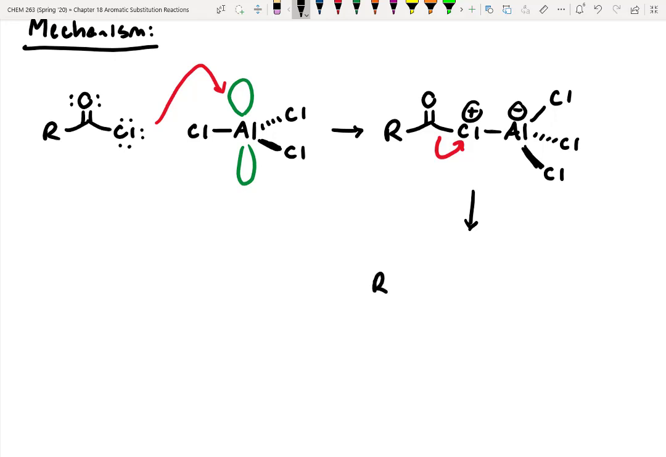What I'm going to do is actually draw the carbon, specifically this carbon right here, down here, so we don't lose track of it. We still have that double bond to oxygen. And that carbon, after it loses that chlorine, will have a positive charge. All right. This oxygen still has its lone pairs. We could draw those in if we want. And this is called an acylium ion.